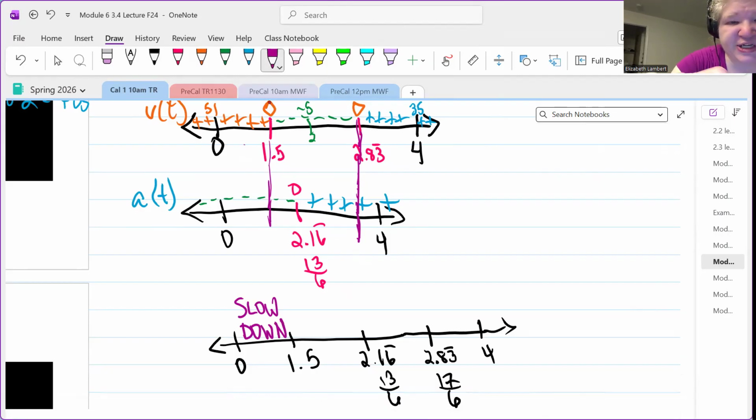Then our next region, I'm also going to take this 2.16 and put it on top of the 2. It's close enough. So from 1.5 to 2.16, the velocity is negative. The acceleration is negative. So here they're matching. They're in the same direction. So now this is a speed up.